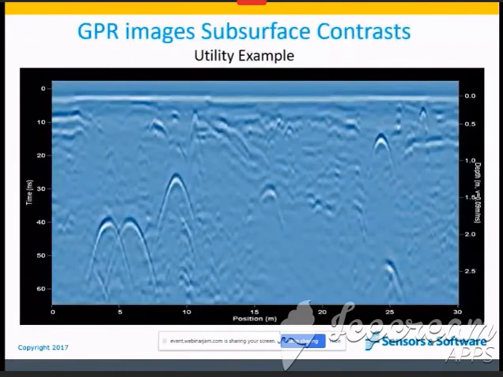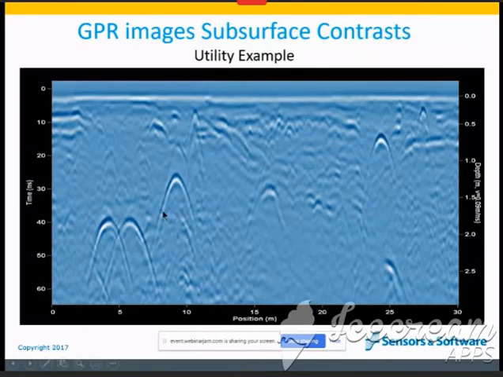What I'd like you to understand from this whole discussion is that when you look at a GPR line, you should be thinking that it's an image showing the contrasts between layers and objects. Some are large contrasts that produce strong reflections, like these ones, while others are more subtle contrasts that produce weaker reflections. If you look at this image from a contrast perspective, there are strong hyperbolas and there are weak hyperbolas.